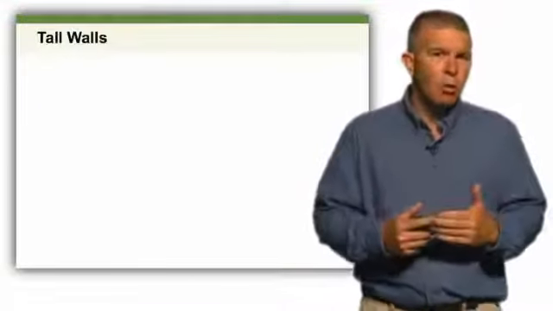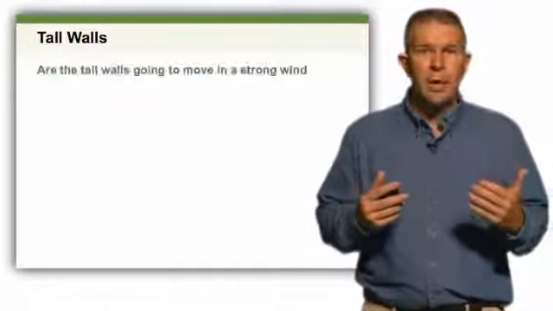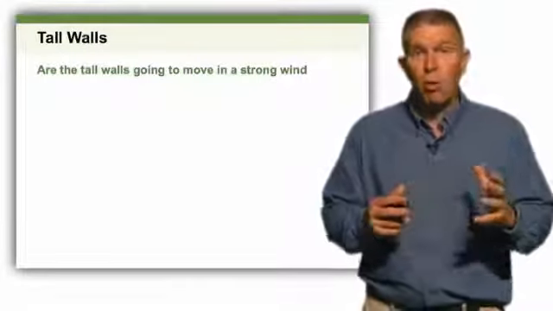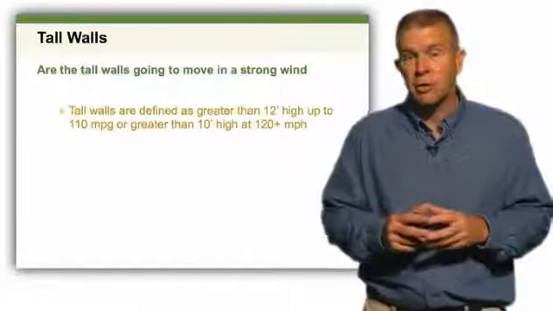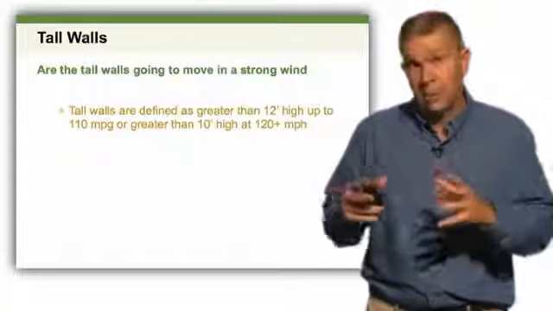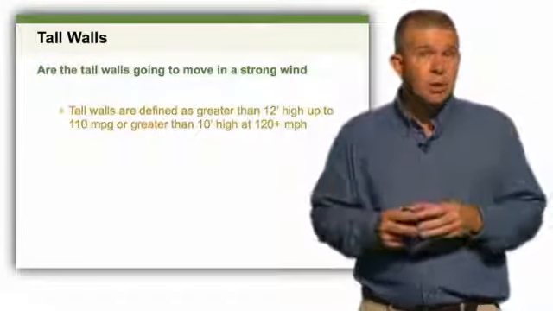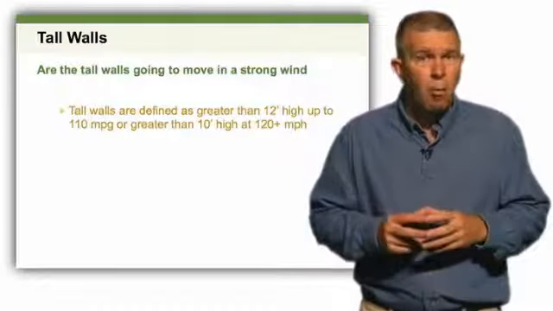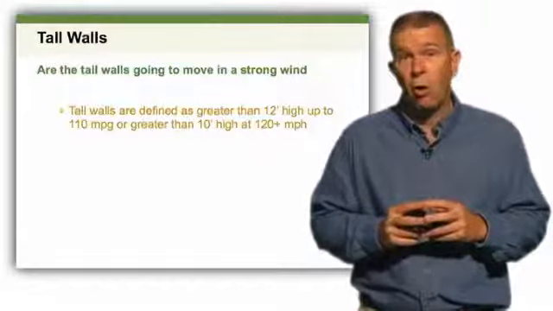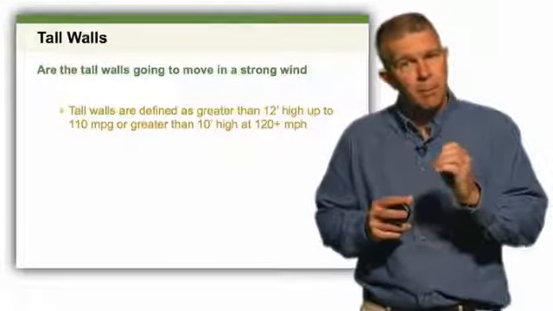When we talk about tall walls, we're concerned about these walls that are going to move in the wind. A rule of thumb is that tall walls are defined as anything greater than 12 feet high when you're working in about a 110 mile an hour zone. If you get into a 120 plus mile an hour zone, a wall that's only 10 feet high might be thought of as a tall wall, and you have special considerations to deal with to prevent that bowing or that movement.